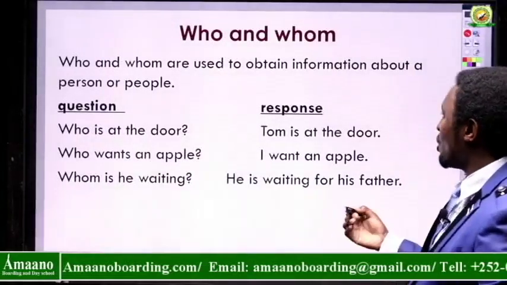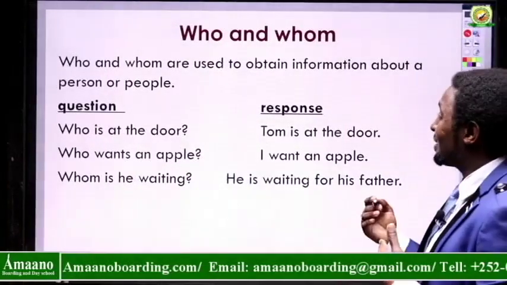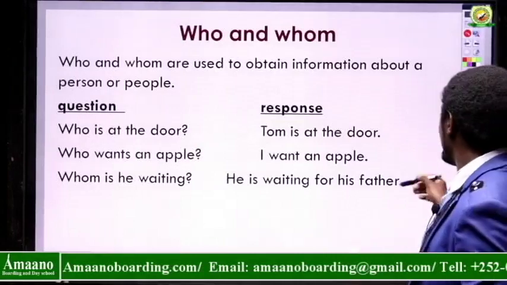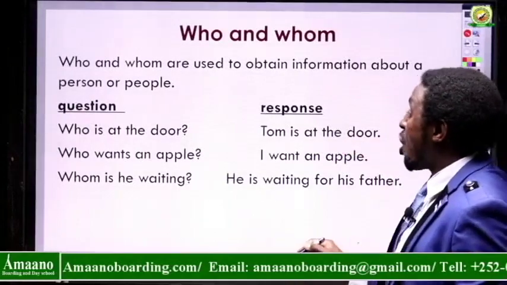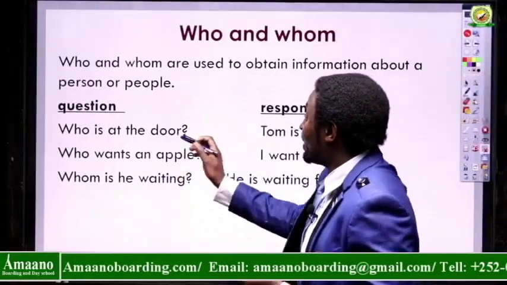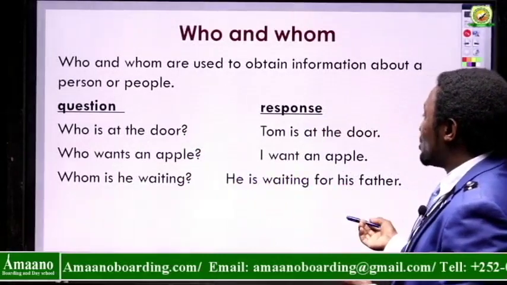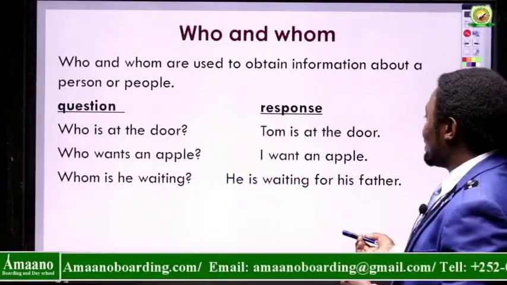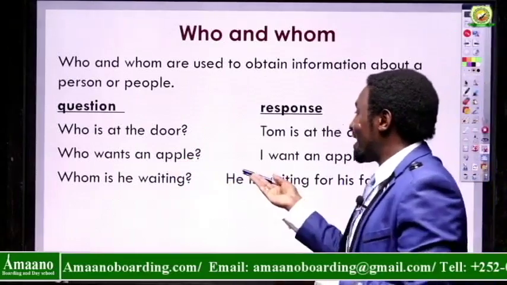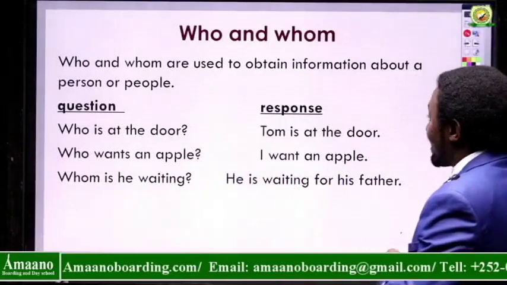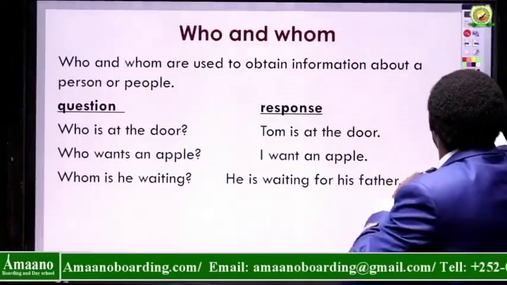Now, who and whom are used to obtain information about a person or people. For example, who is at the door? Who wants an apple? Who is he waiting for? Whom is he waiting for? He is waiting for his father. Who wants an apple? I want an apple. Who is at the door? Tom is at the door.